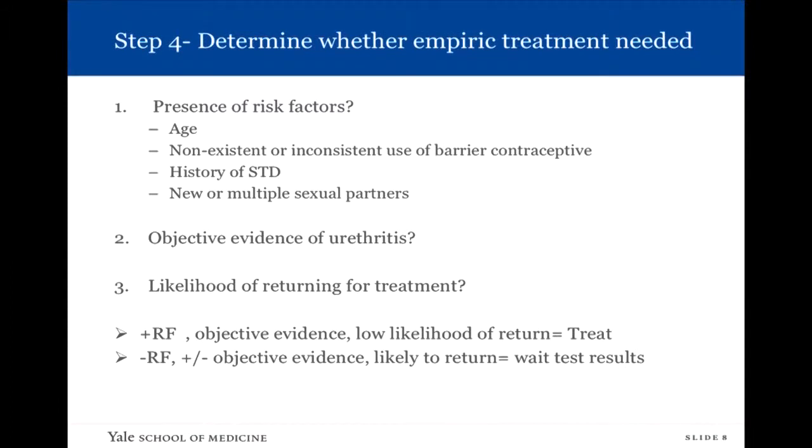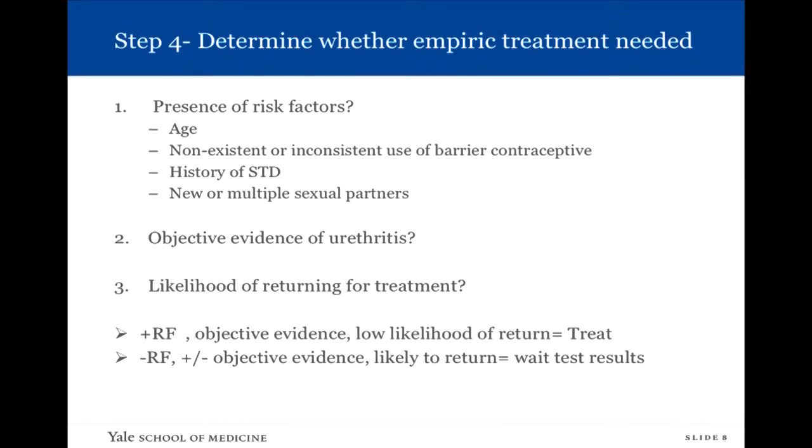So do they have risk factors, and do they have objective evidence of urethritis, which was step 2, and also think about whether or not they'll return for treatment. So you can see there at the bottom, I've put together some things for your consideration, that if they have risk factors and objective evidence, especially if it's low likelihood that they're going to return, you should think about treating those people empirically. Whereas if somebody has no risk factors, but they're complaining of urethral inflammation or discomfort, and you don't have a lot of objective evidence, especially if they're concerned and they're likely to return and they're likely to be abstinent while they're waiting, it's totally fine to wait.